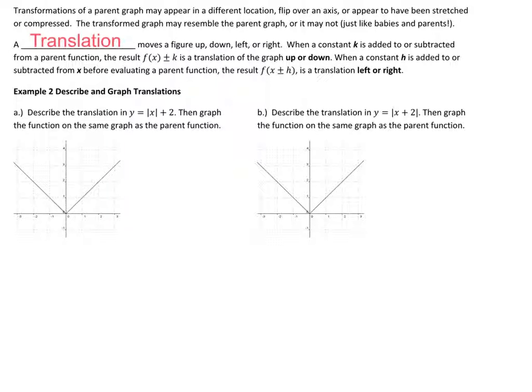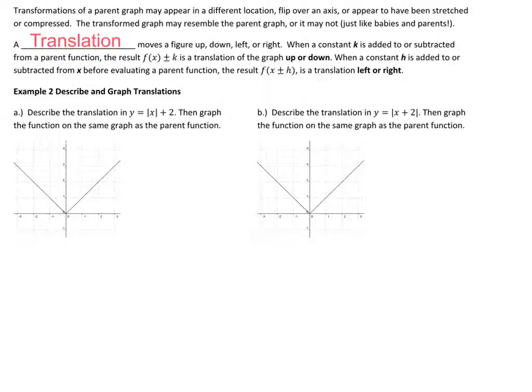When a constant k is added to or subtracted from a parent function, the result, f of x plus or minus k, is a translation of the graph up or down. When a constant h is added to or subtracted from x before evaluating a parent function, the result, f of x plus or minus h, is a translation left or right.